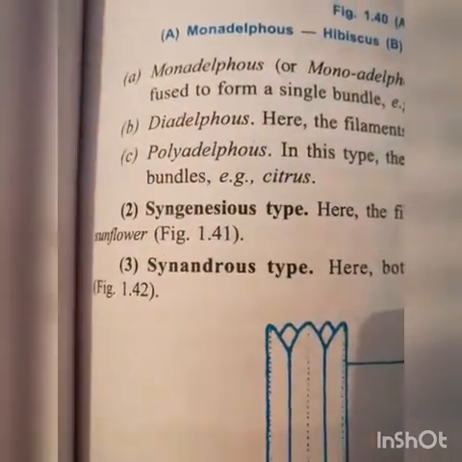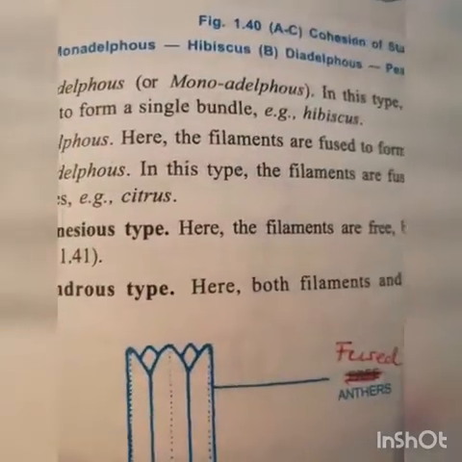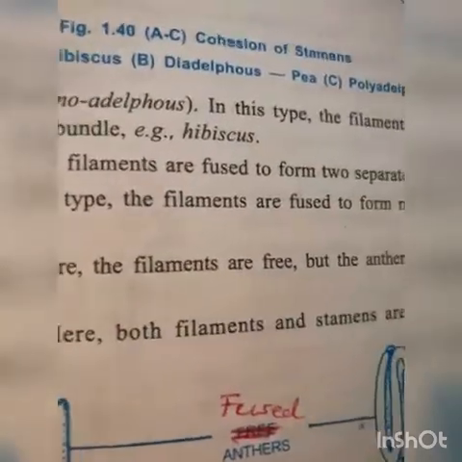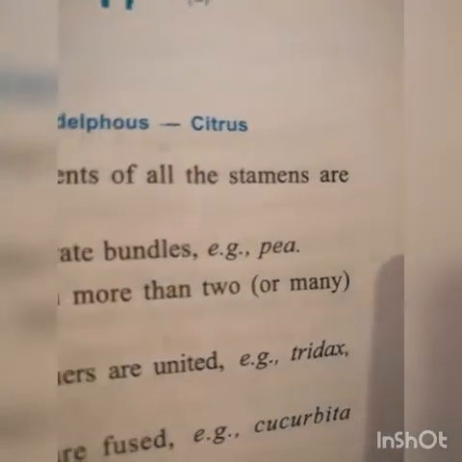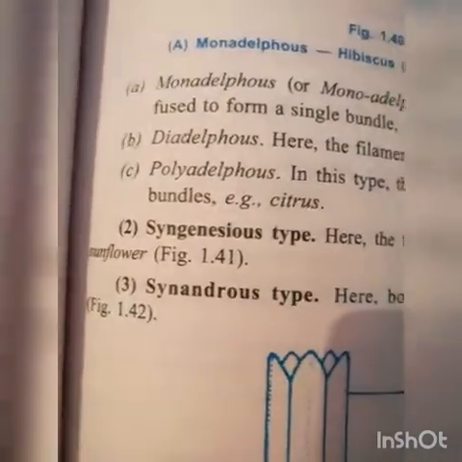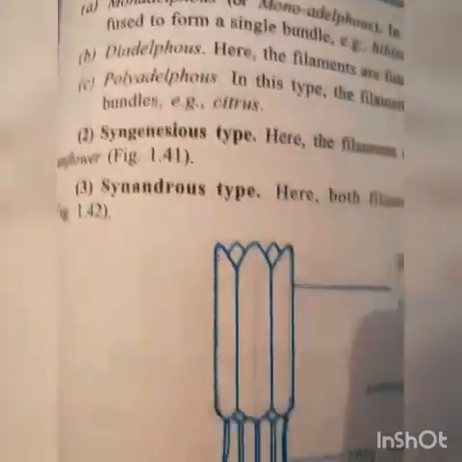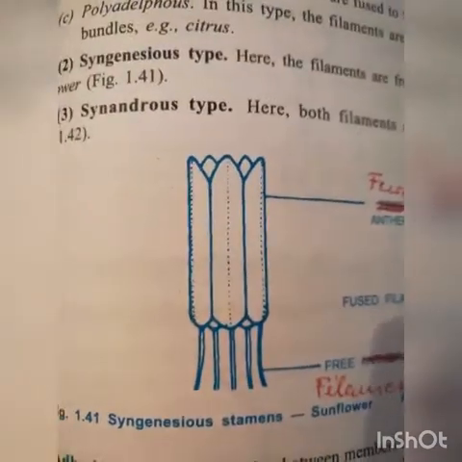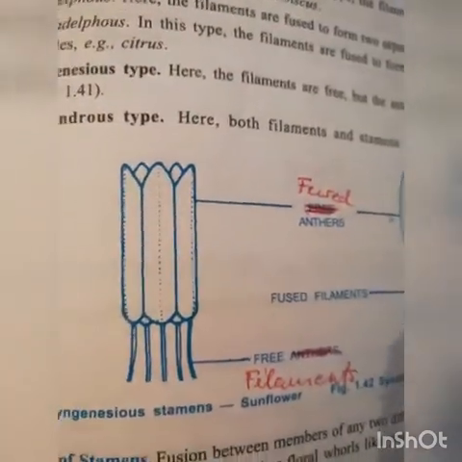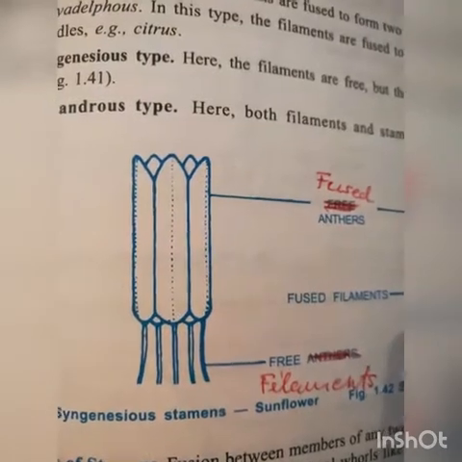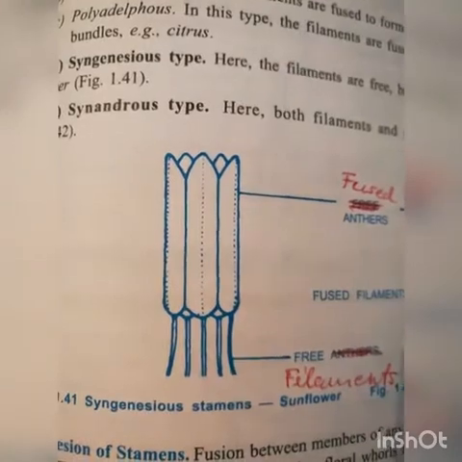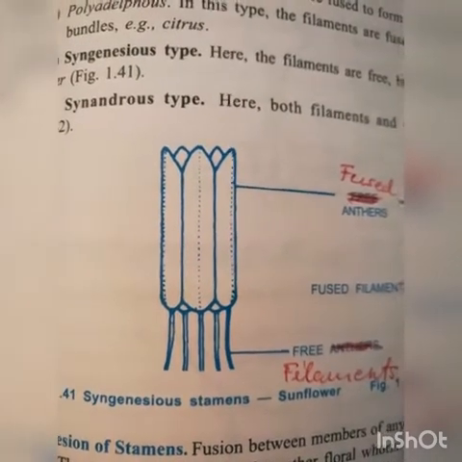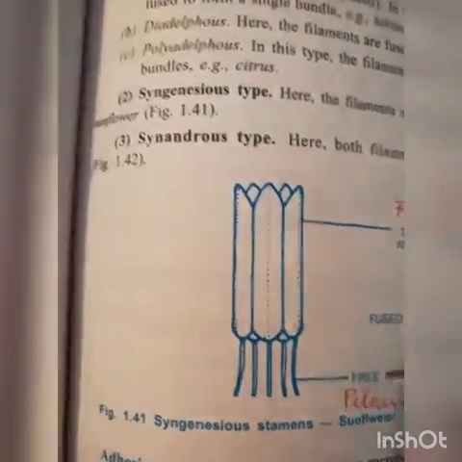Second one, syngenesious type. Here the filaments are free, but the anthers are united or fused. Example, tridax and sunflower. See here, anthers are fused and free filaments. Fused anther and free filaments. This is syngenesious type of stamen found in sunflower.